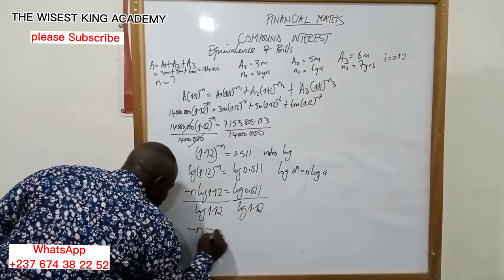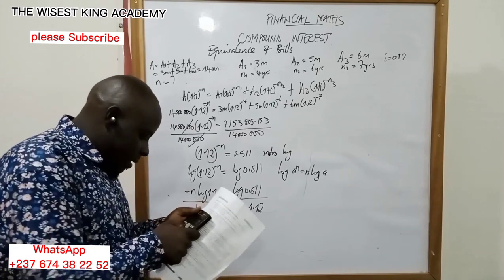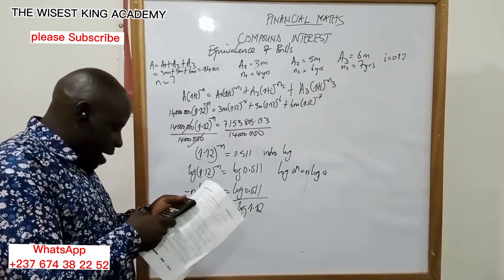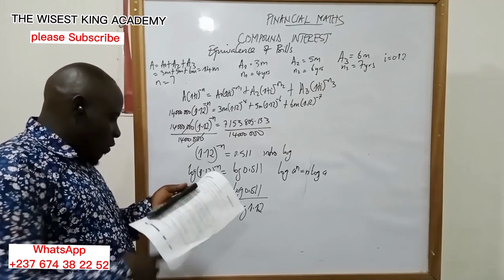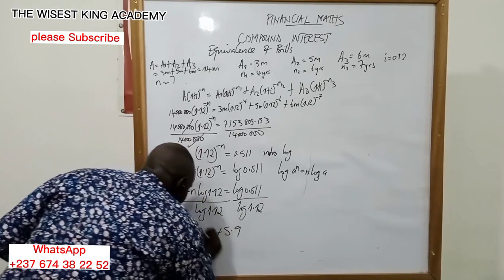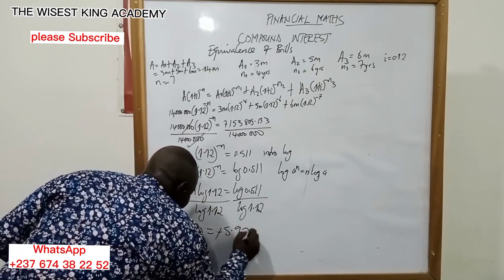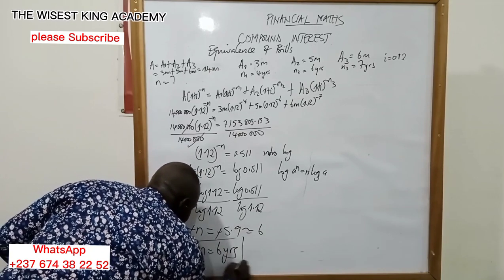So negative n will be equal to, if I take log of my answer divided by log 1.12, I have negative 5.9. The negatives cancel, which gives 6 now. So n is equal to 6 years.